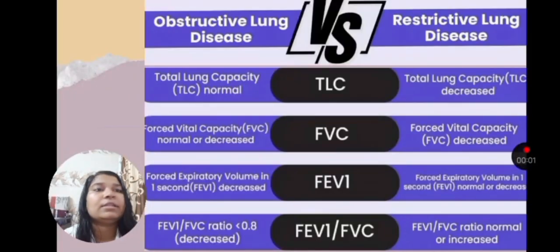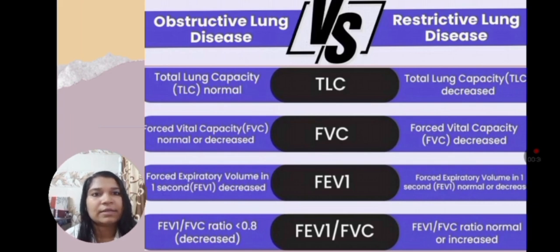So let's see the PFT changes in obstructive and restrictive lung disease. First is total lung capacity. It is a combination of two or more lung volumes. It is normal in obstructive lung disease due to hyperinflation, while the total lung capacity is decreased in restrictive lung disease because of the decrease in chest expansion.